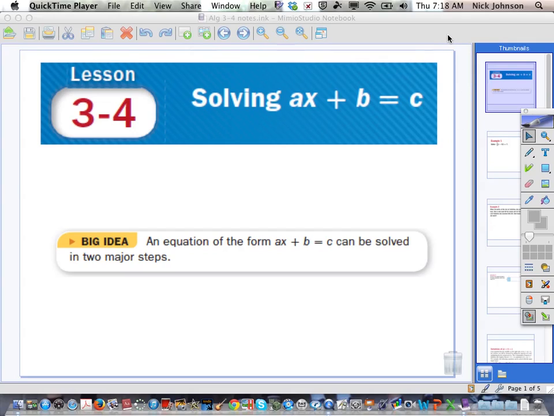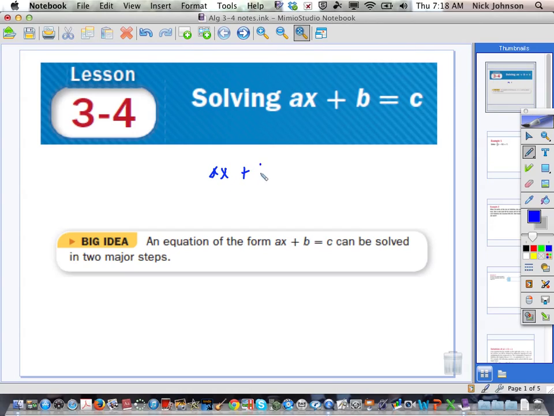Today we're going to talk about lesson 3-4, solving ax plus b equals c problems. If you remember from previous sections, when we had an ax plus b equals c equation, we would put this in for our y1, the left side of the equation. We would put this in as our y2, and we could either use the table, so on and so forth, to find the answer, or we could have our graph to help us find the answer of where they intersect.